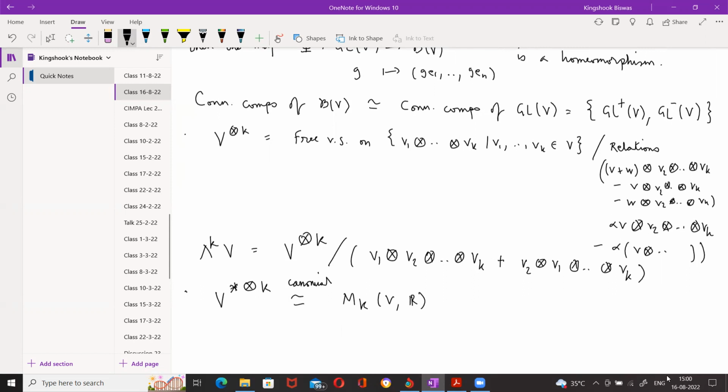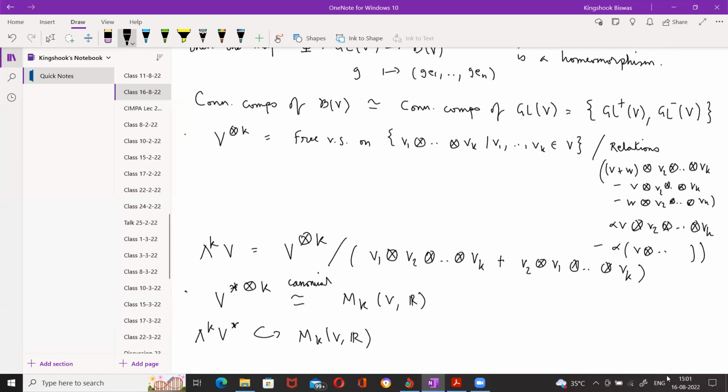And wedge k of V star is canonically identified as a subspace of again M^k(V, R), the subspace of alternating tensors. Is this clear? So yes, that's what I'm saying. Okay. All right. Yes. Okay.